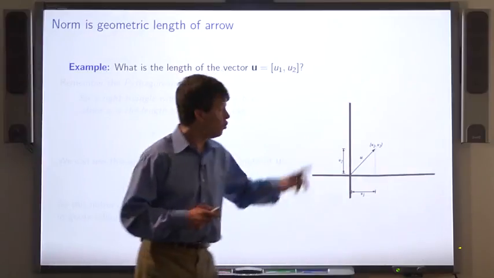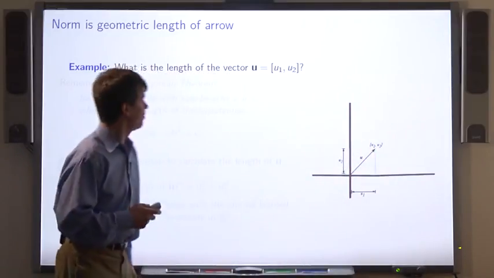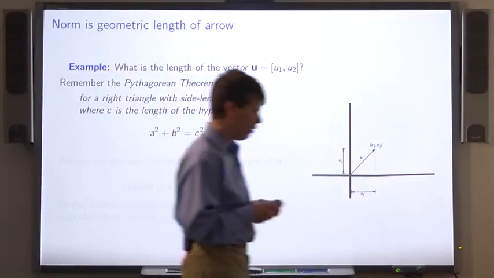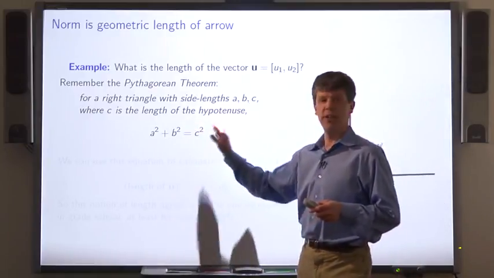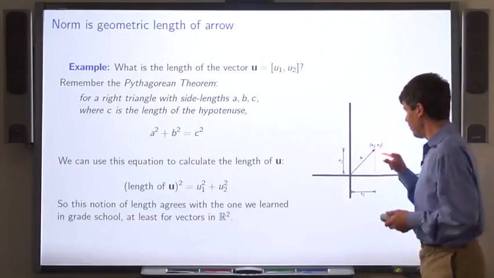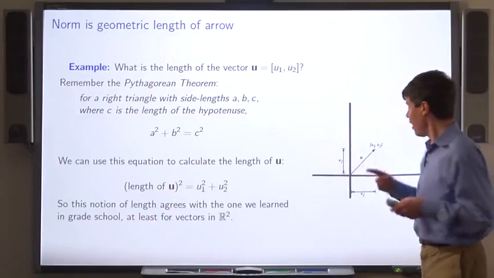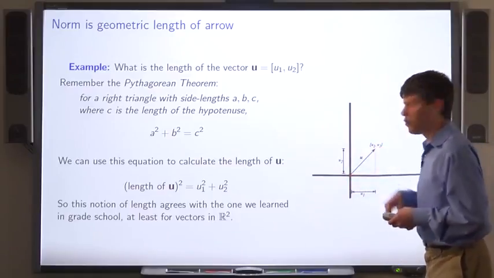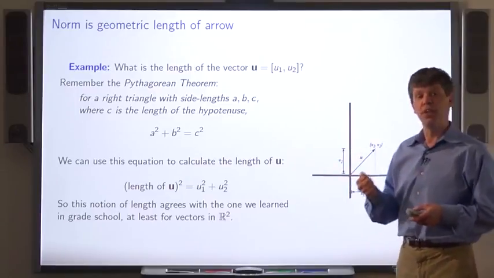Here's an example. We have a 2 vector, u1, u2. What's the norm of that vector? Well, recall the Pythagorean theorem. For a right triangle with sides a, b, and c, where c is the length of the hypotenuse, a squared plus b squared equals c squared. We can use this equation to calculate the length of this vector u. The squared length of u equals the sum of the base squared and the height squared. So at least in the case of 2 vectors, this notion of length agrees with the one you're familiar with.